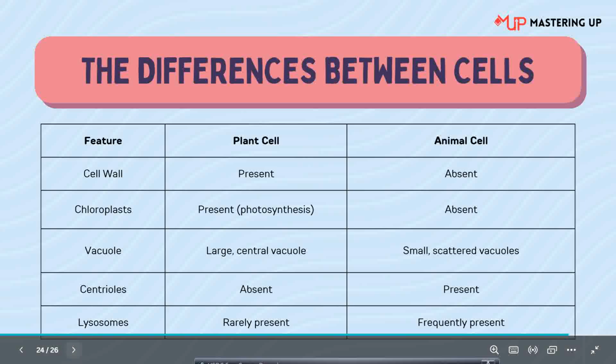Now this table we have already discussed in the previous class. Let's look into that. Cell wall is present in plant cell, absent in animal cell. Chloroplast is present in plant cell for photosynthesis, absent in animal cell. A large central vacuole is present in plant cell. Small scattered vacuoles are present in animal cell. Centriole is absent in plant cell, present in animal cell. Lysosomes are rarely present in plant cells and frequently present in animal cells. Just have a look at this table.